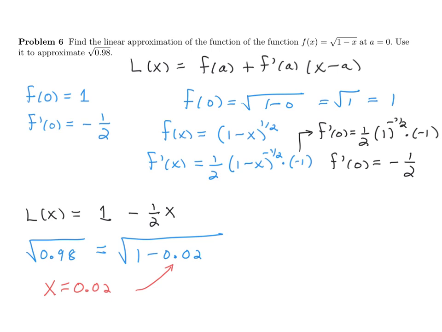Through the linearization, this is approximately equal to the linearization evaluated at this x, which is 0.02. I will now put this number in place of this x. This is equal to 1 minus 1/2 of 0.02. What is half of 0.02? It is 0.01. And what is 1 minus 0.01? That is 0.99. This is the approximate value of the square root of 0.98.